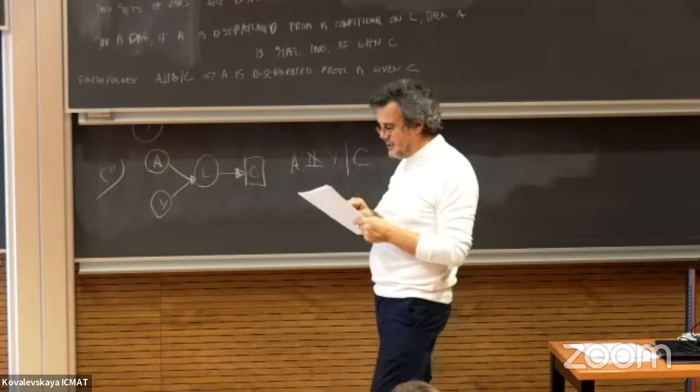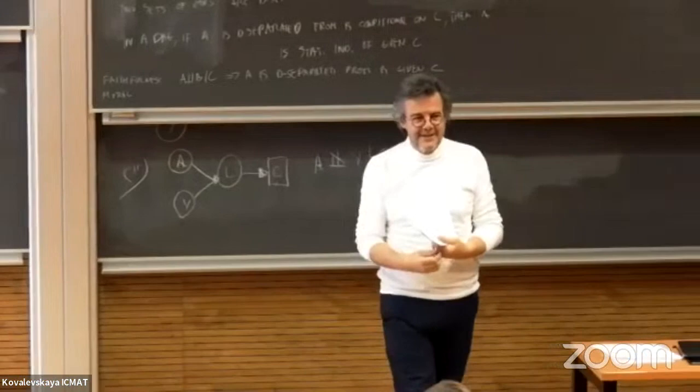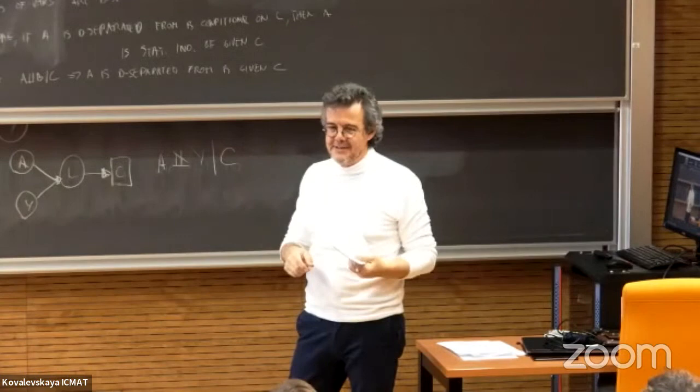The other concept that they use is the moral graph, and they say that it's a moral graph when the ancestor nodes are married, etc. So that's when the parents are married. Sorry.